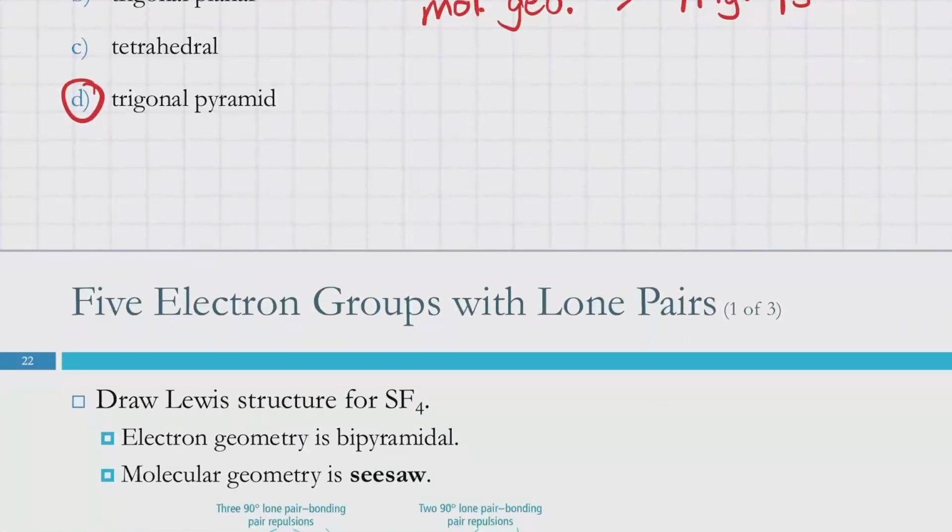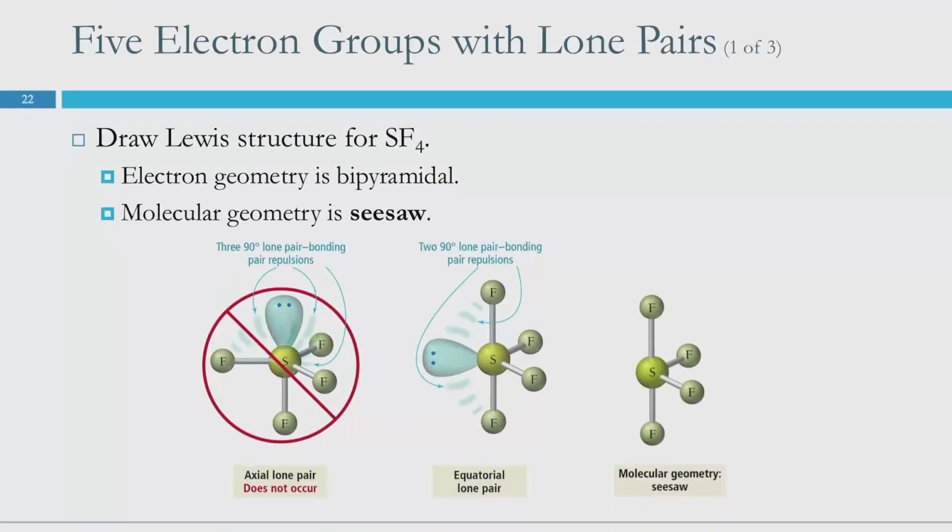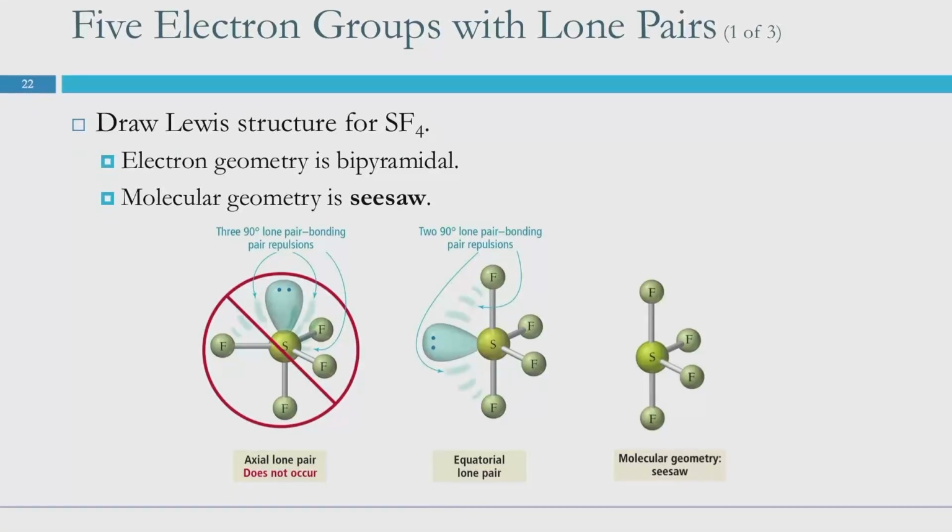All right, jumping up to 5 electron groups. If we look at the Lewis structure for sulfur tetrafluoride, our electron geometry is bipyramidal. We've got the pyramid on top, we've got the pyramid on the bottom. The molecular geometry, though, is what we call seesaw.